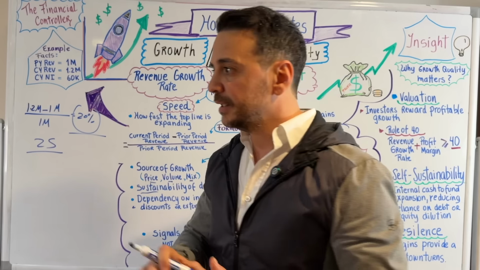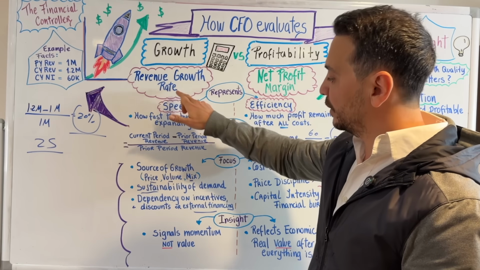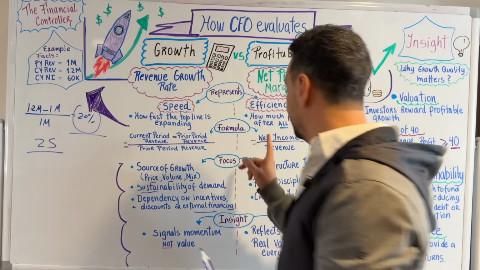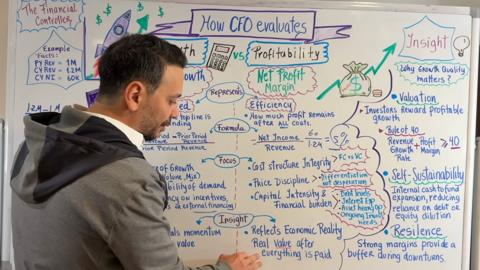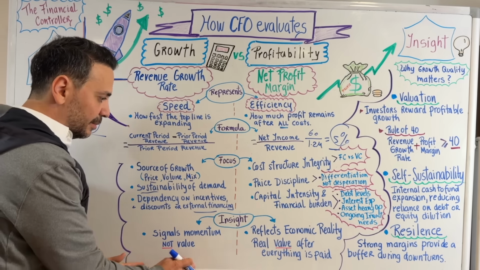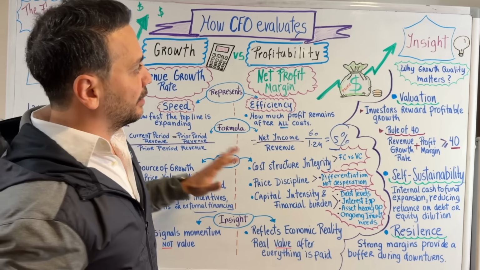But from what we're saying, the CFO truth here is that for growth, revenue growth rate signals momentum and not value. The value is going to be here. Net profit margin reflects economic reality, real value after everything is paid. So what we have here is momentum versus value to the business. Let's talk about the insight that we get from these two metrics.